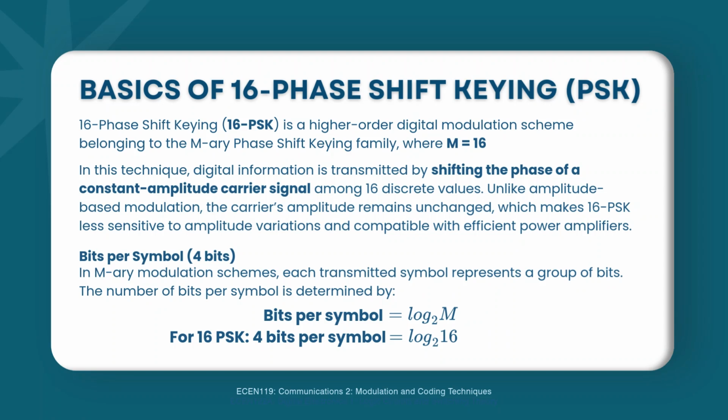In M-ary modulation schemes, each transmitted symbol represents a group of bits rather than a single bit. The number of bits carried by each symbol is given by the relationship: bits per symbol = log base 2 of M. For 16 PSK, we have 4 bits per symbol, since log base 2 of 16 is 4. This means that each symbol in 16 PSK represents 4 bits of digital information. By transmitting multiple bits per symbol, 16 PSK achieves higher data rates and improves spectral efficiency compared to lower order PSK schemes such as BPSK and QPSK.